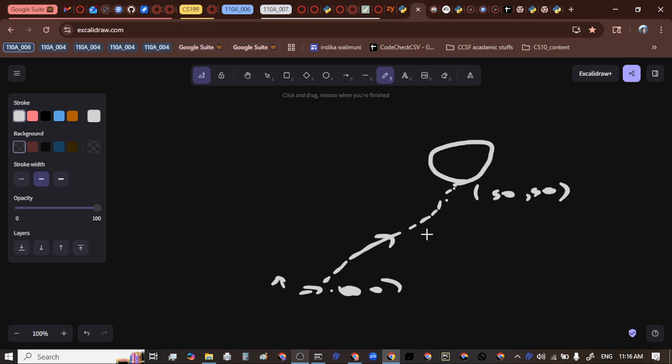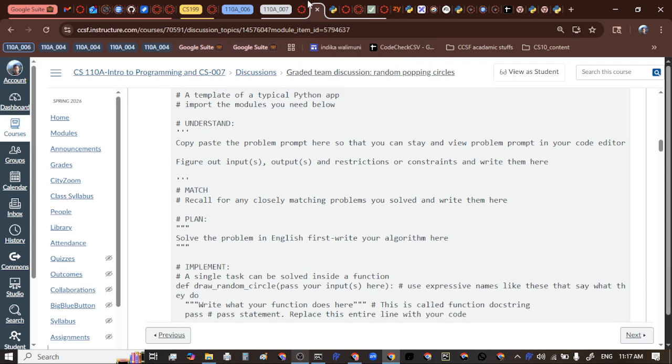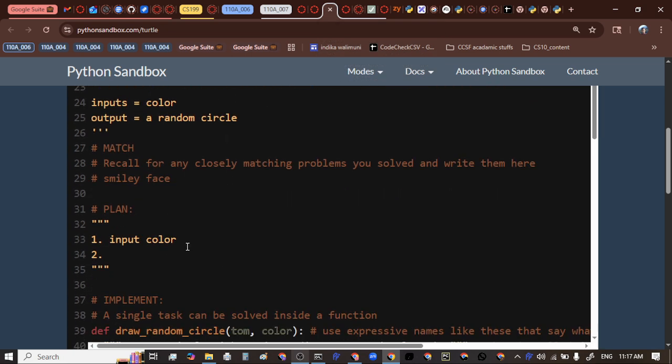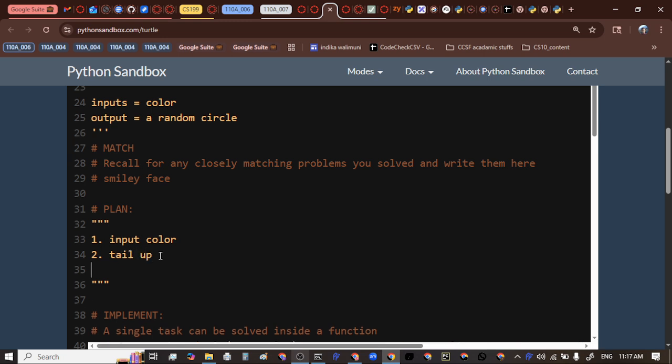Okay, so let's go and write our plan. All right, step one. Well, I already have it. Input, we have to first input the color, right, because it's an input, right? Okay, all right, step two. Before that, tail up, right? Okay, so tail up, and then step 3, go to random location, right? So go to.